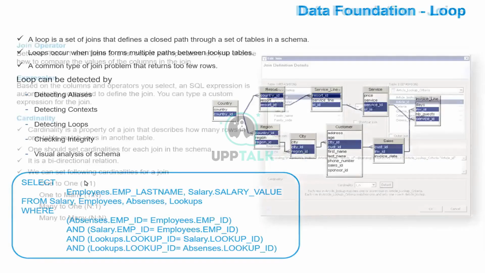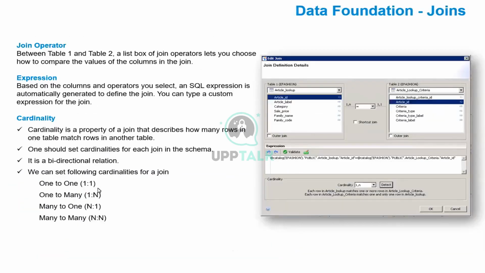Here are the cardinalities for a join. 1 to 1: if it matches with only one row here and one row only there, then it is 1 to 1. Then 1 to many, and many to 1, which means n to 1. Many to many means n to n.